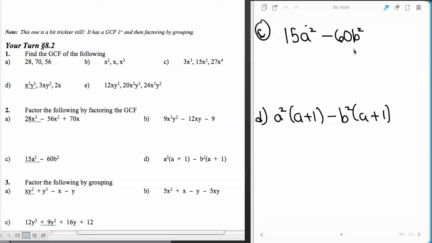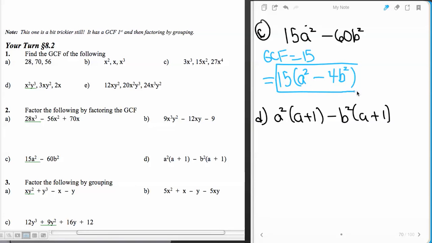All right, looking at part C here, what I'll see is that I have a 15 in common. There's nothing in common between a squared and b squared, so I'm just going to take out the GCF of 15. So this is going to look like 15 times, and then out of the 15a squared, I'll be left with an a squared, and out of the 60b squared, I'm going to be left with 4b squared. Now this is another instance that later on, after we learn some more factoring strategies, we could factor further, but with our skills, it's currently as far as we can go.